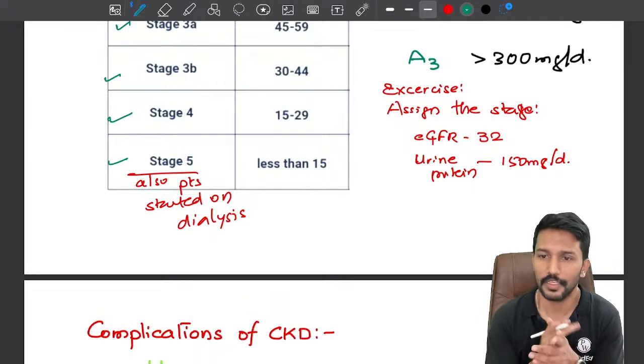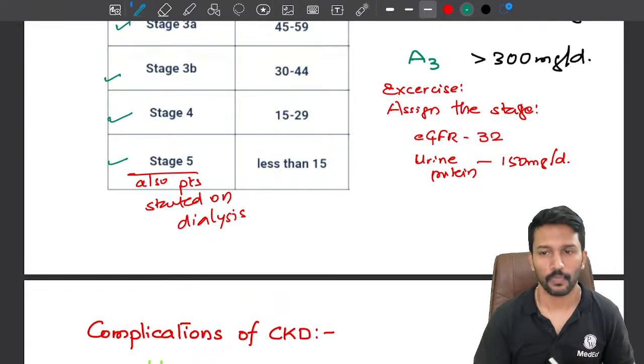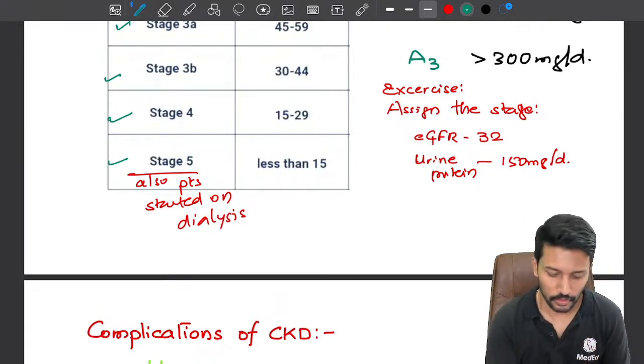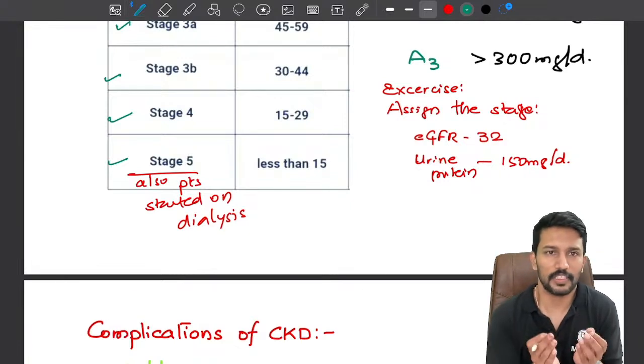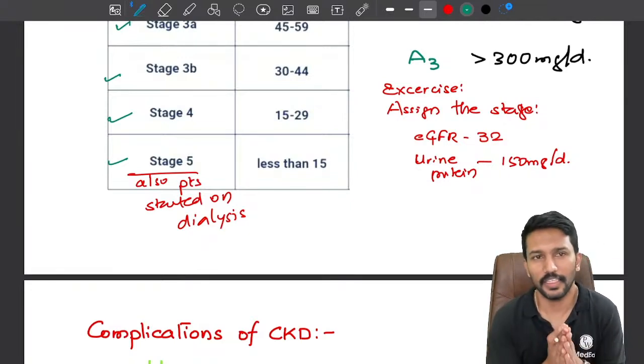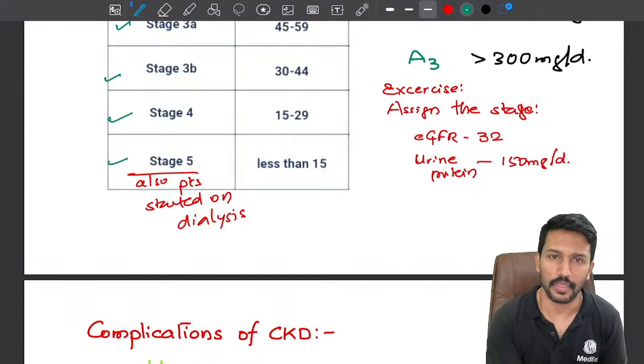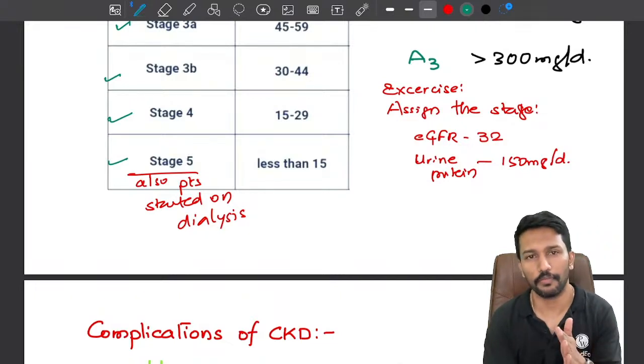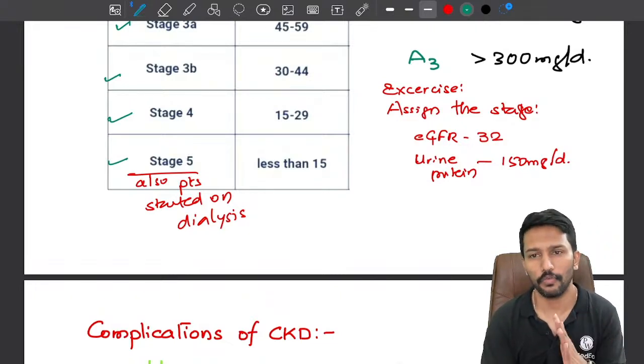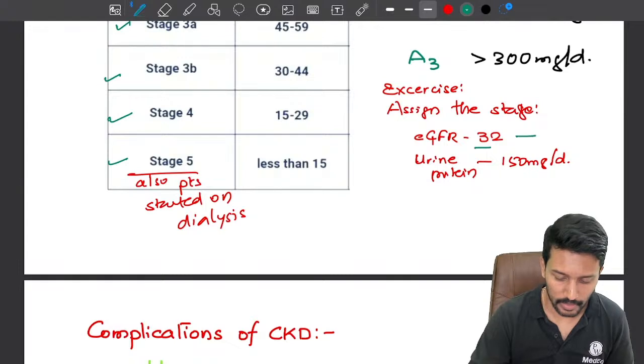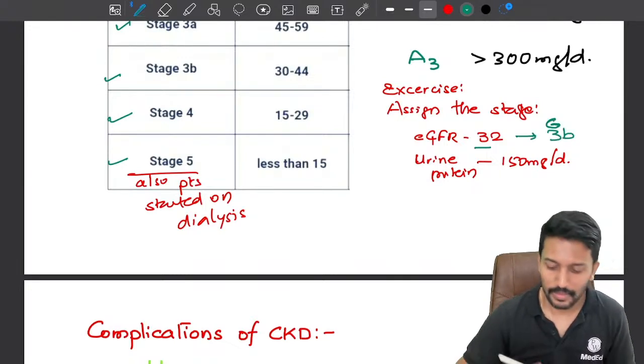More than 90 is stage 1, right? 60 to 89 is stage 2. So obviously lesser than that, it must be stage 3. Right, in stage 3 we have stage 3A and 3B, right? 3B is 30 to 44 and 3A is 45 to 59. So looking at this, it becomes a case of 3B, right? G number will be 3B, right?